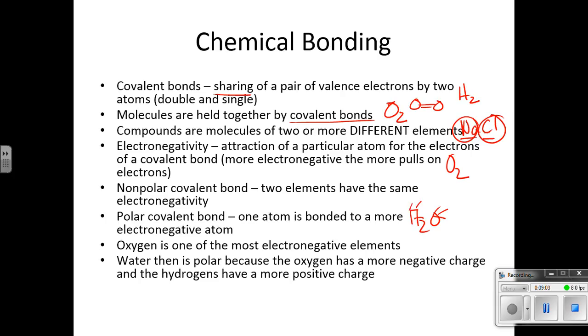We're going to talk a little bit about this when we get to water and its structure and why the makeup of it being polar is very important to some of its chemical properties. And then I already mentioned that oxygen is one of the most electronegative elements. Water is polar because the oxygen has more negative charge and the hydrogens have a more positive charge.